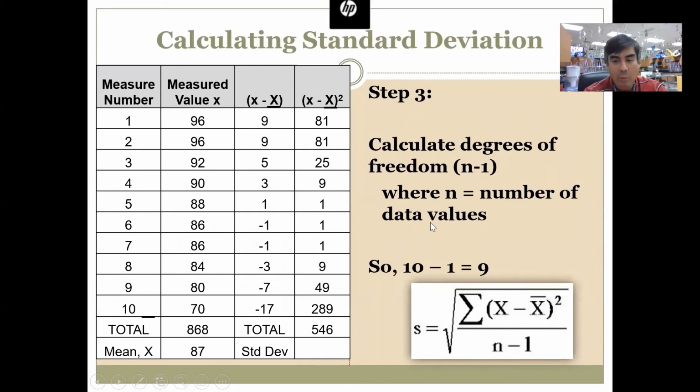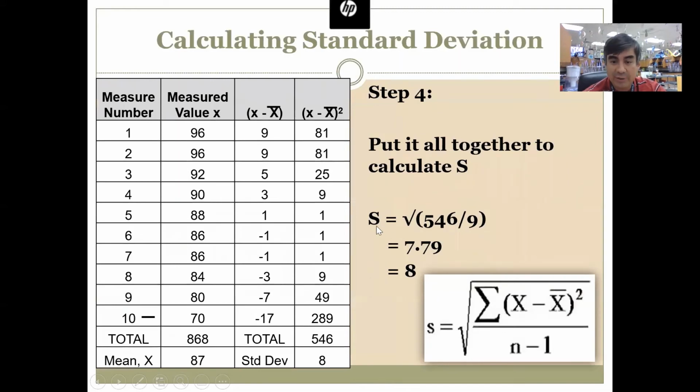So what is our n? That tells us how many grades we had. We had 10 grades. So 10 minus 1 equals 9. So what I'm going to do is 546 divided by 9, and then I take the square root of that. So here's our standard deviation, square root of 546 divided by 9. That gives us 7.79. I'm going to round to the nearest whole number, 8. So our standard deviation is 8.